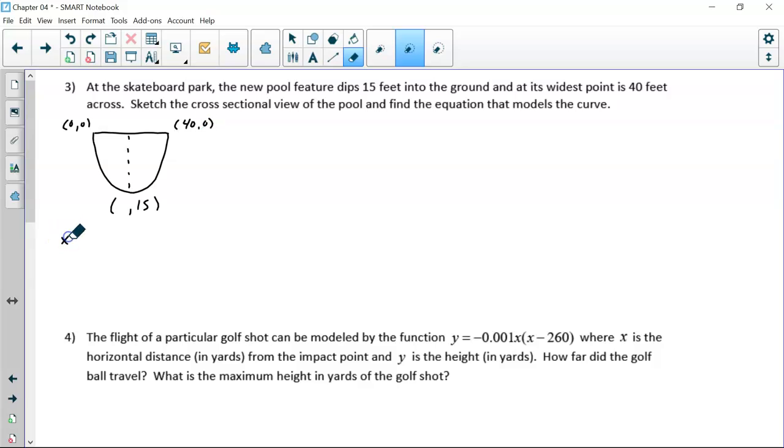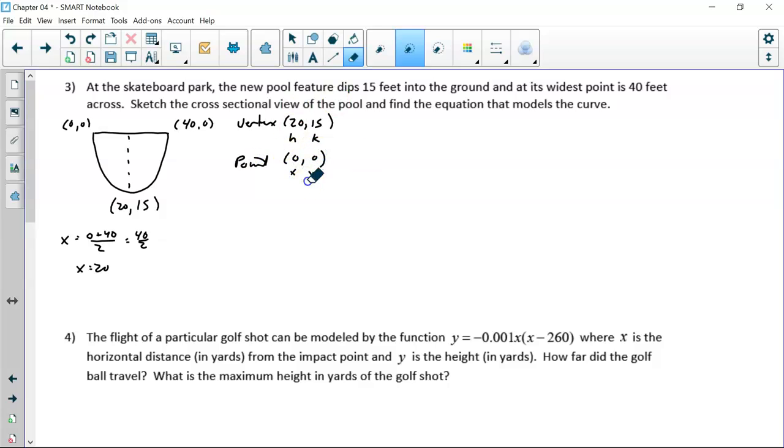So for our x coordinate of the vertex, it's going to be 0 plus 40 divided by 2. So it's 40 divided by 2, x equals 20. So it's at 20, 15. Once again, our vertex is at 20, 15. That's our h and k. And a point is at x and y. 0, 0 is what I'm going to use.